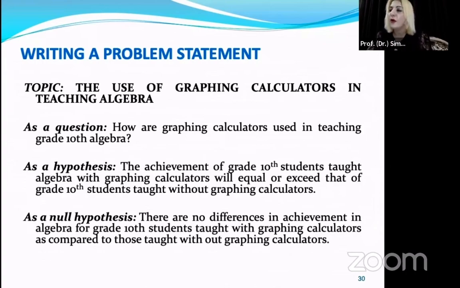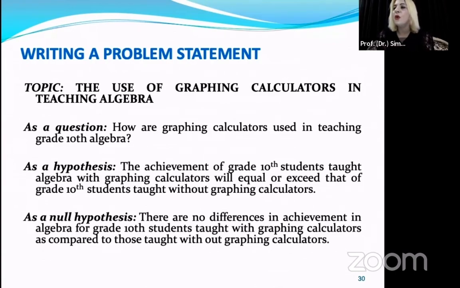So if at the end I find out that the students who were using the graphic calculators are equal to the students who were not using the graphic calculators, like there is no difference in their achievement in algebra for grade, whether they are using it or not, then I would say, okay, this is a null hypothesis. Null hypothesis means there is no difference between the observed and the expected value. So what I expected and what I observed, there was no difference, right?